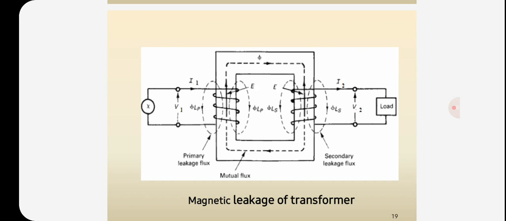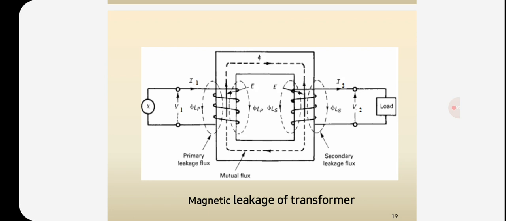Secondary leakage flux ΦL2: the flux which links the secondary alone and does not link with the primary is known as secondary leakage flux ΦL2. This flux is produced by the secondary ampere turns I2 N2. Therefore, it is proportional to the secondary current I2 and the number of secondary turns N2.